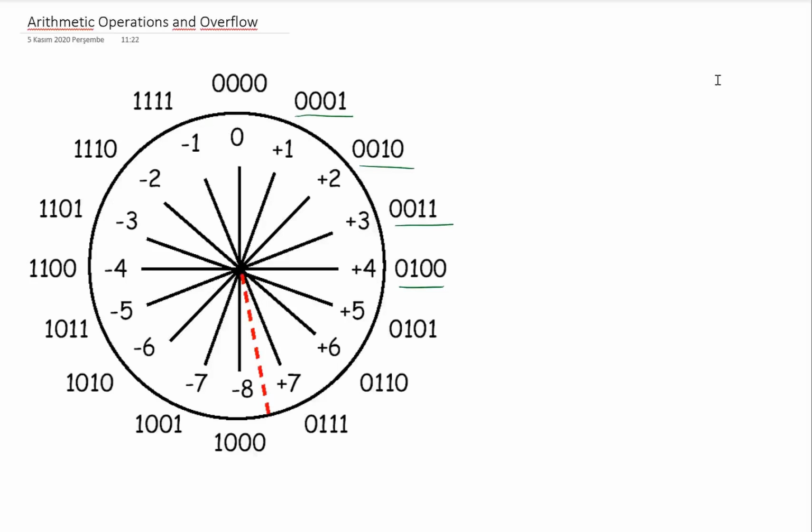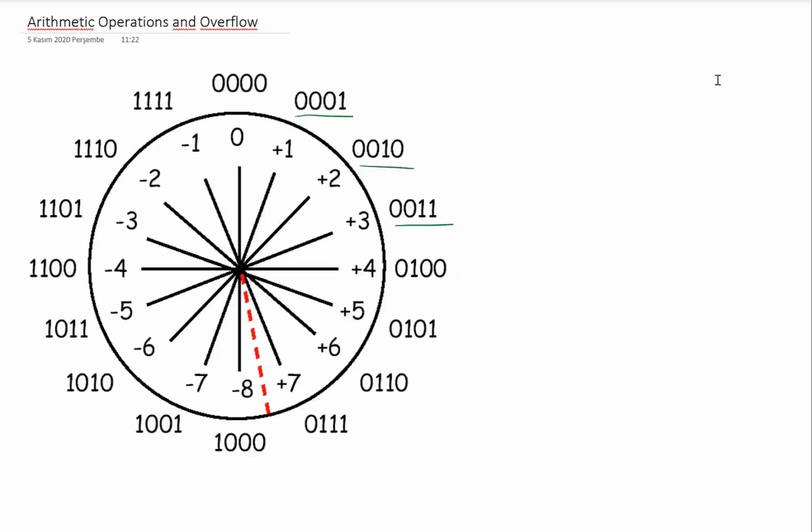I can start from +7, which is the maximum, and then I can represent all the numbers down to -8. Any other number I cannot represent in this representation using 4 bits. So if I need to represent more, I need to increase my bit width. Instead of 4, I need to add some more bits so that I can represent larger numbers.